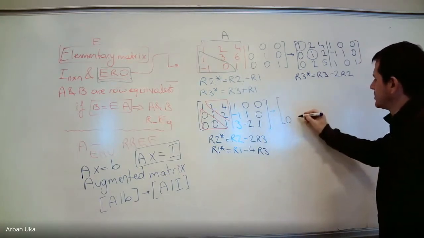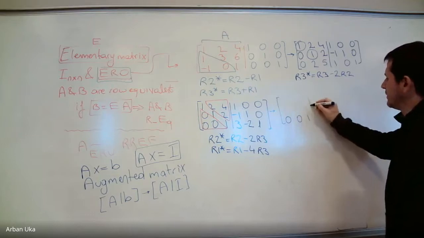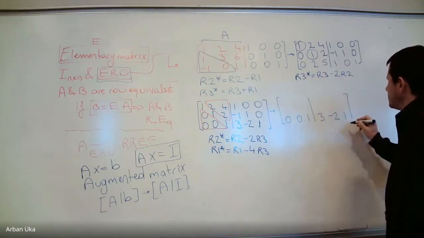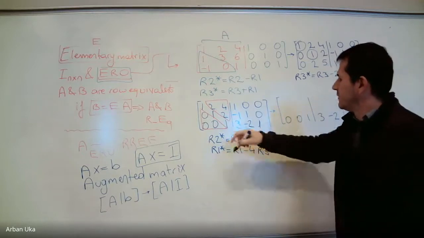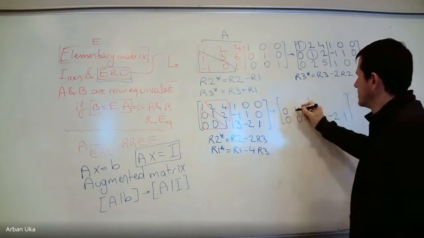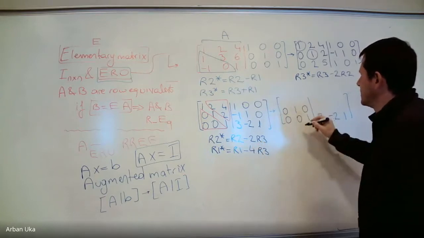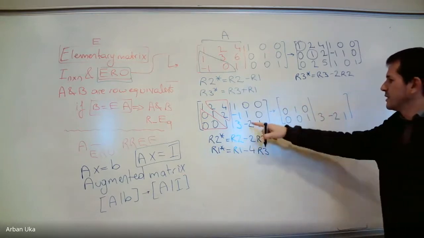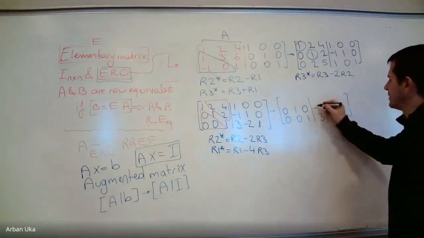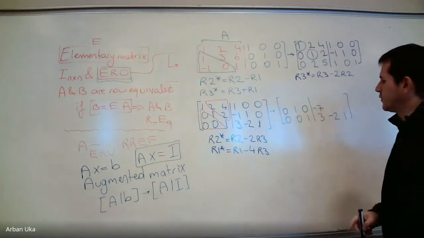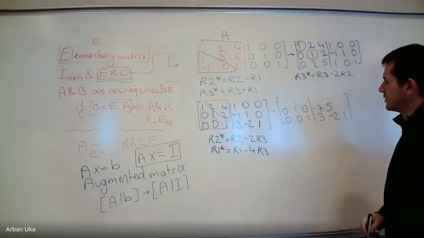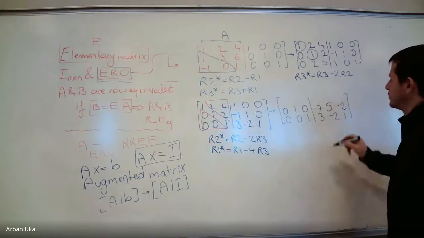The third row does not change: 0, 0, 1, 3, minus 2, 1. And then we have here 0 minus 0, 0, 1 minus 1, 0, and then here we get minus 1, minus 6, minus 7, 1 plus 4, 5, 0, minus 2, minus 2.